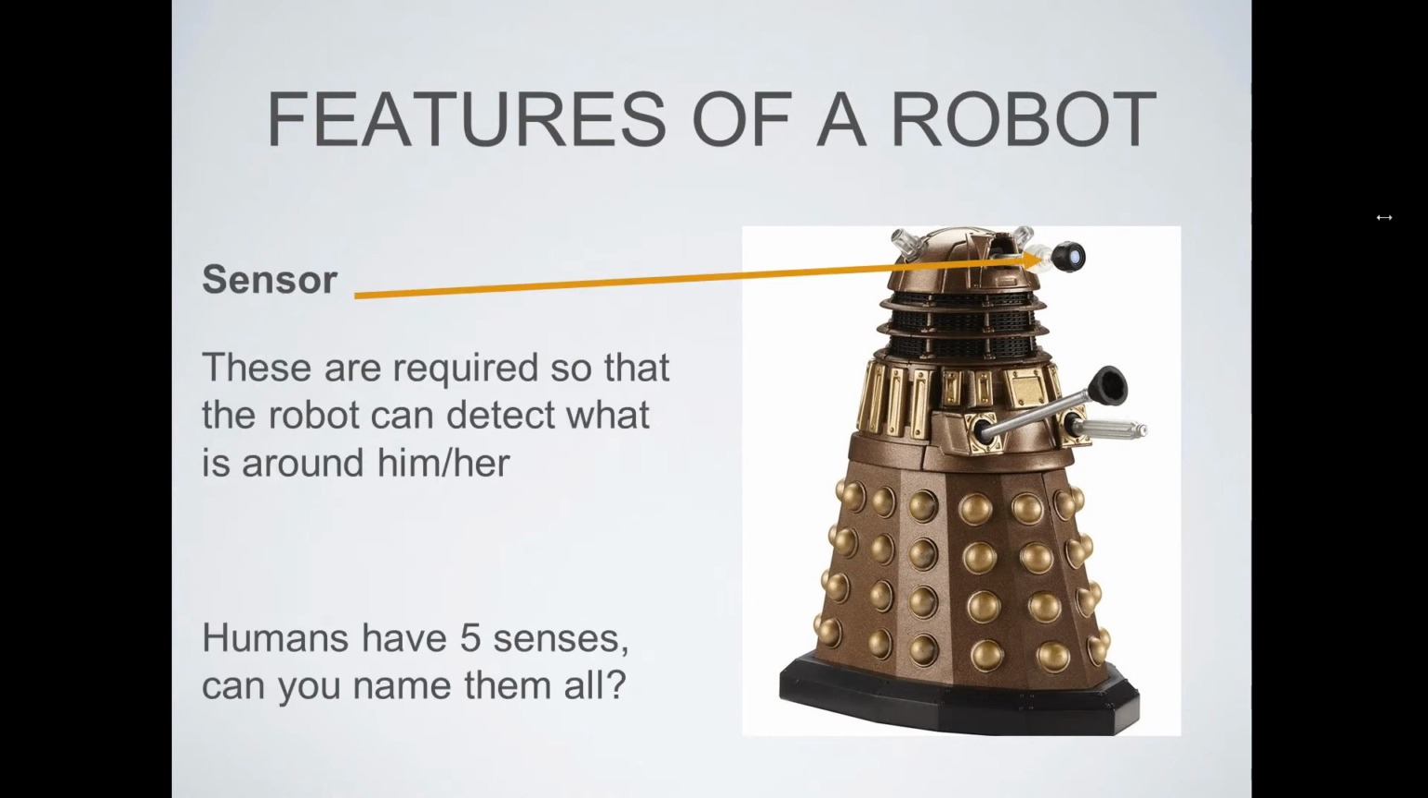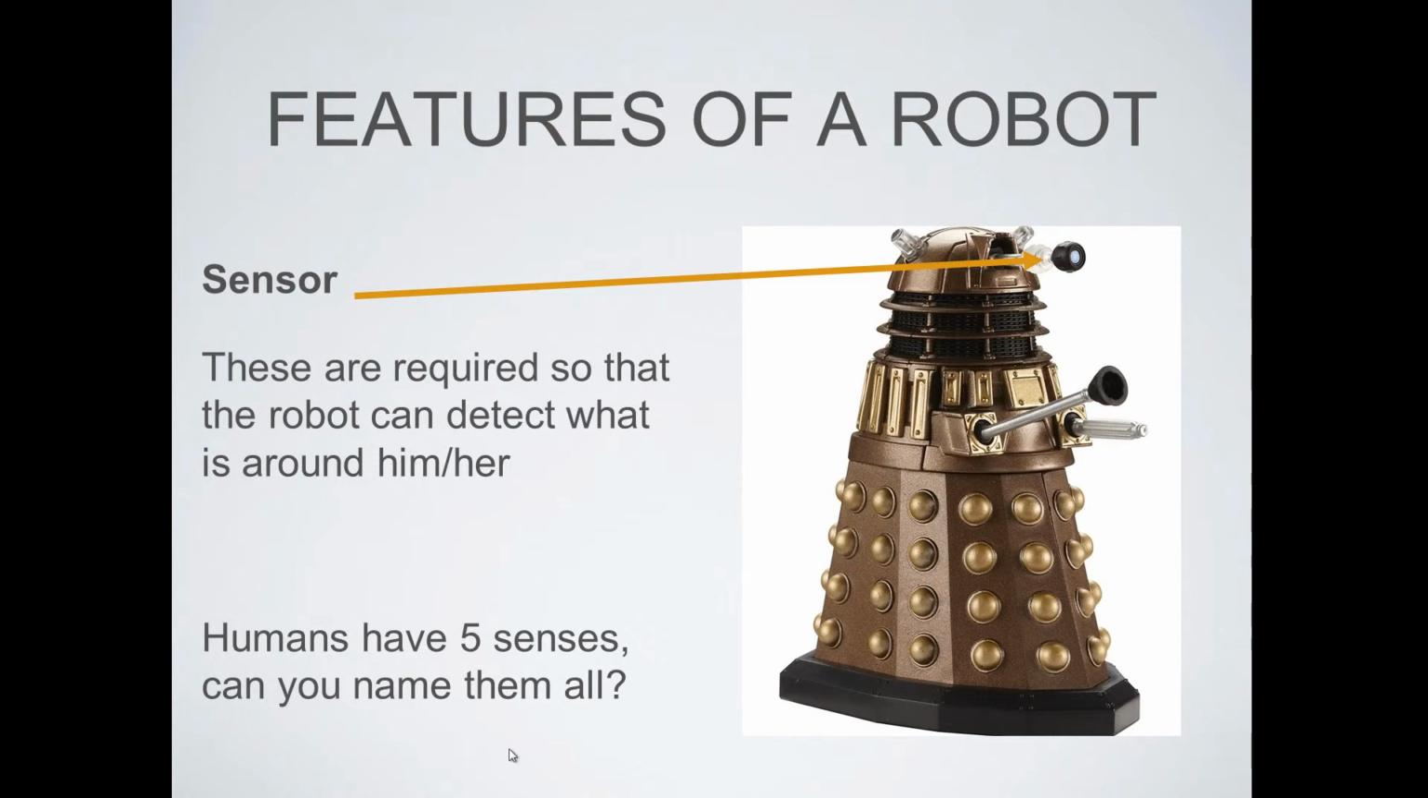Robots also have something called sensors, and sensors often tend to be cameras or pads, so a bit like our eyes. What we use our eyes for is to see what's around us. What we use our hands and our feet for is to feel what's around us. And so just like that, a robot will have a camera or a pad to feel or see what's around it. And they're required so that the robot can actually detect what's around him or her.